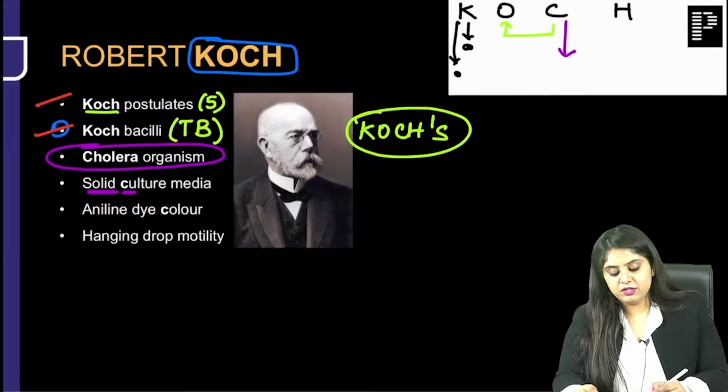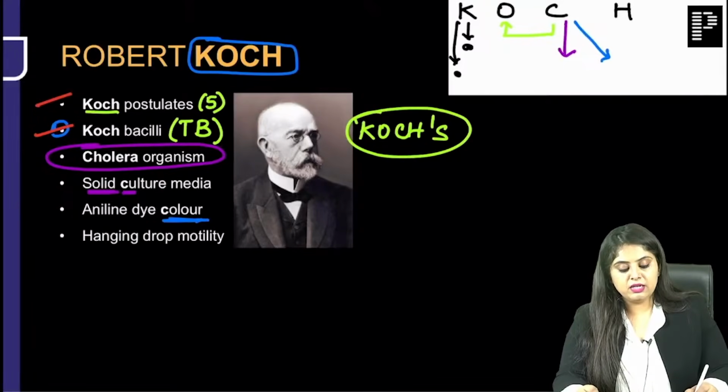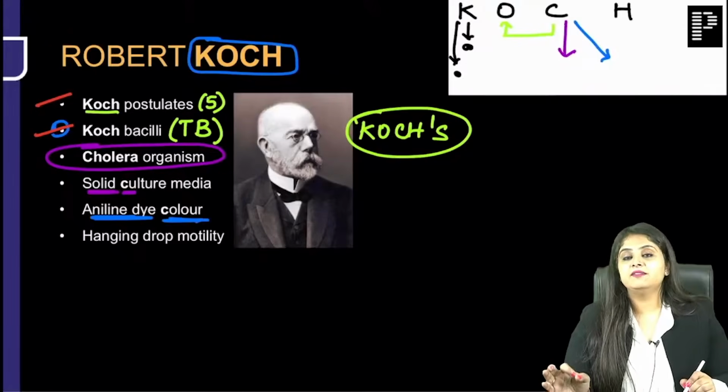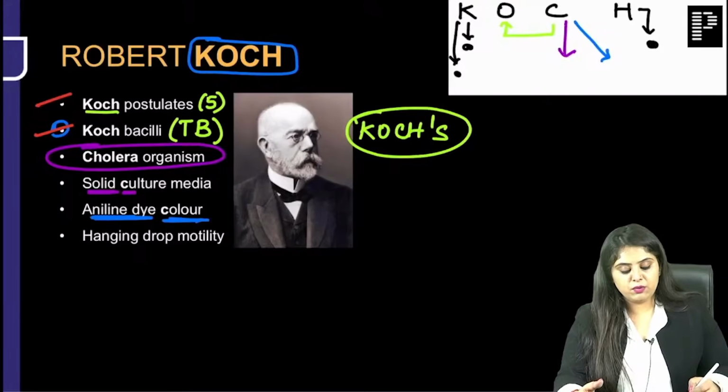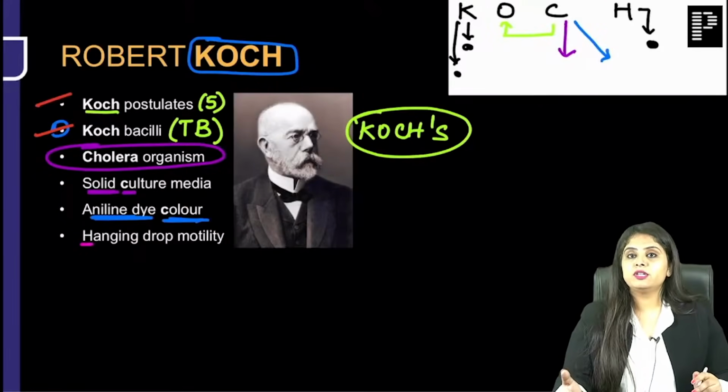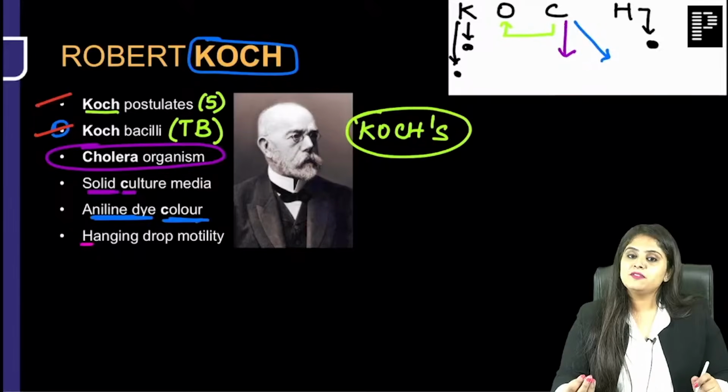What else has he given you? He has given you a color. What color? He has given you a dye, that is aniline dye, which I will teach you later on when we do stains. And finally, he has given you a hanging drop motility. For those who don't know, what is it? You will have to wait for the next class, but giving you a little bit of idea.